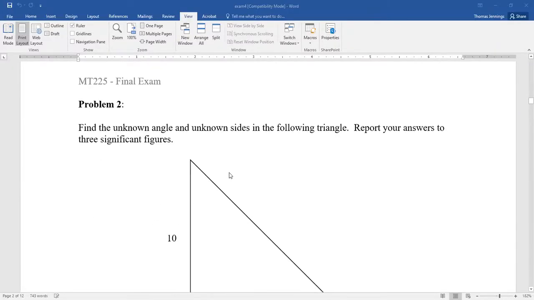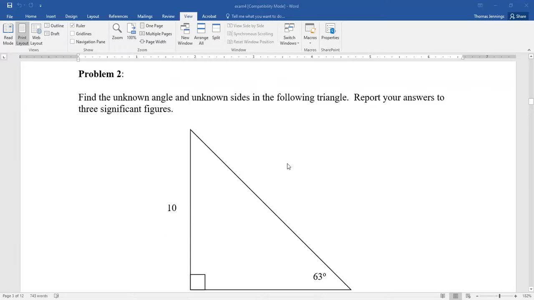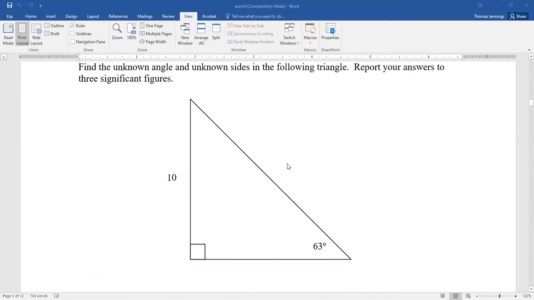Then we went on to a little bit more math here. Next big topic that we covered was trigonometry and how to use sine, cosine, and tangent. So you've got a triangle problem. Here we want to find the unknown angle and the unknown sides in that triangle. Well, and it says there's an added wrinkle there to report your answers to 3 significant figures.